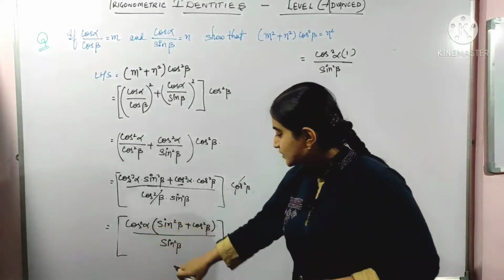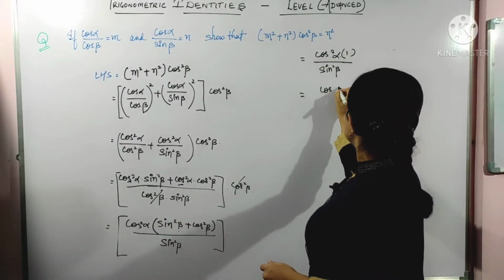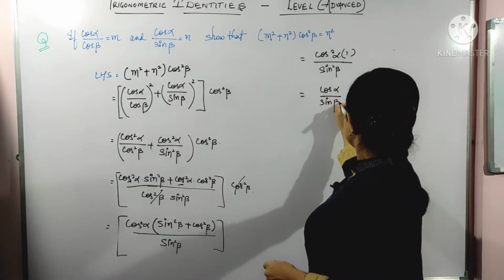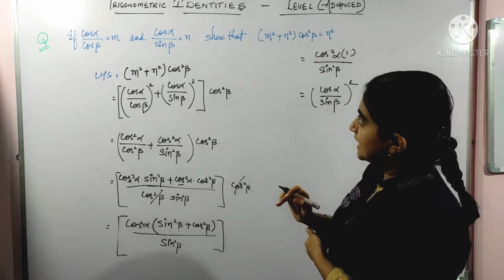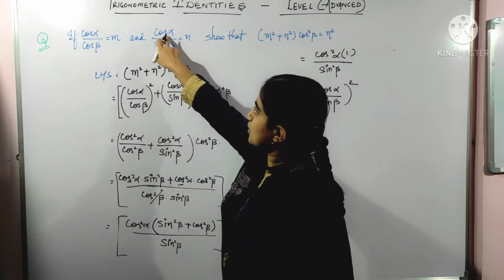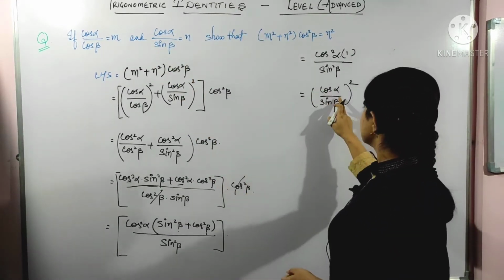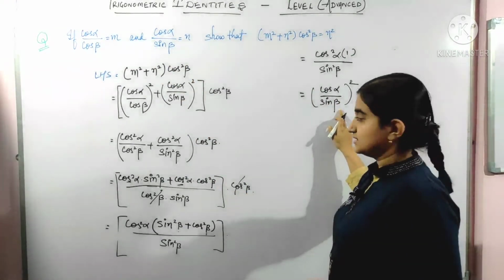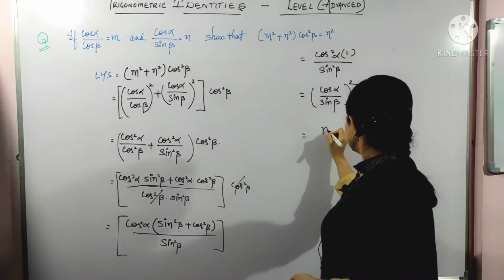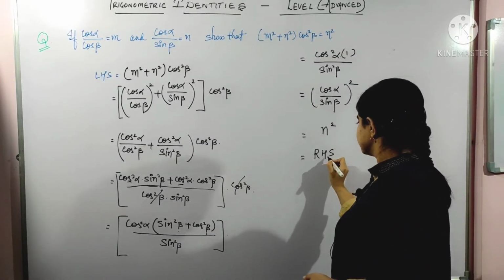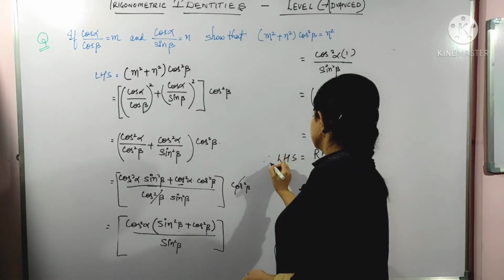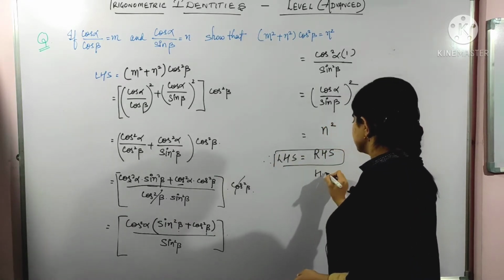Okay, now cos square alpha upon sin square beta is cos alpha upon sin beta, whole square. Then, what is the value of n? Cos alpha upon sin beta. So cos alpha upon sin beta is what? N. So we can write here n square, and this means we got the RHS. So LHS equals RHS, hence proved.